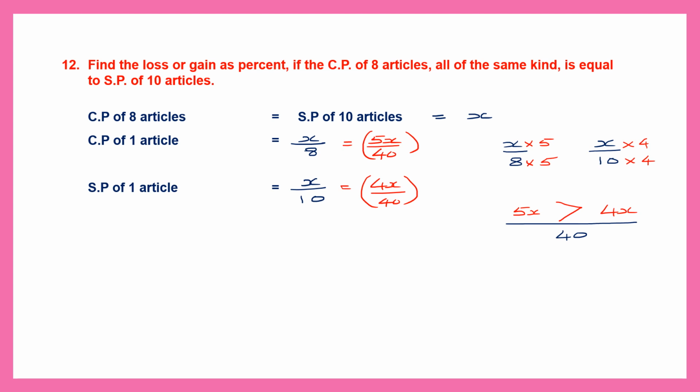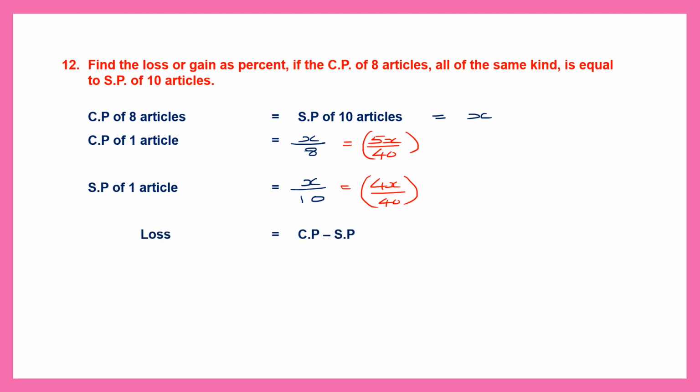When cost price is greater than selling price, there is a loss. The first thing we need to do is find what the loss is, and then we have to find the loss percent. So now let's find the loss. Loss is cost price minus selling price. Cost price here is 5x by 40 minus the selling price, 4x by 40. 5x minus 4x is 1x, or simply x by 40. So now we have found the loss. The loss is x by 40 rupees.